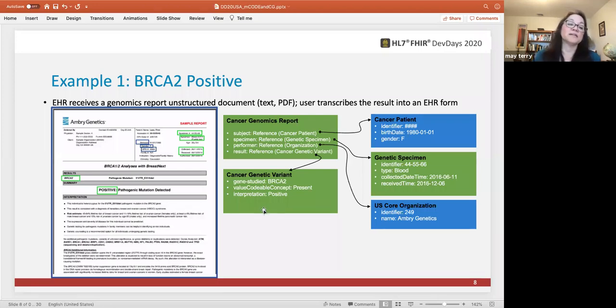What's probably most important is that the result of what you'd end up seeing in the cancer genetic variant would have a value codable concept where it's present or absent, and then the interpretation of it would be positive or negative. That might have a little bit of a variation where you might have your EHR where someone could have had a drop down and just have positive or negative. In this case, mCODE, and I also think the Clinical Genomics Reporting IG, considers it along the lines of it's present or absent, and positive or negative being more of the interpretation.